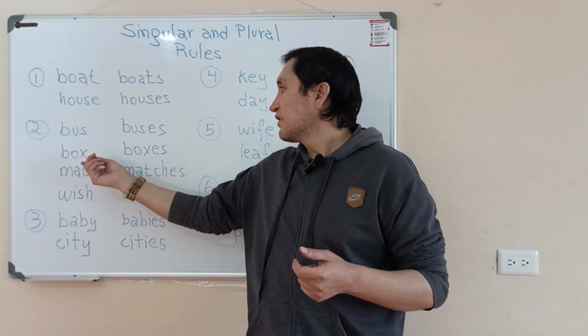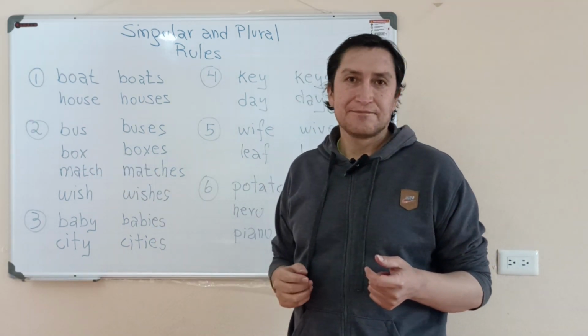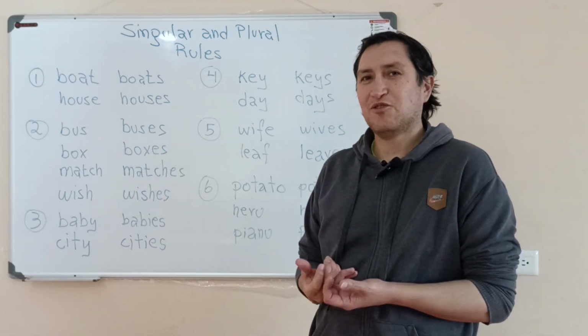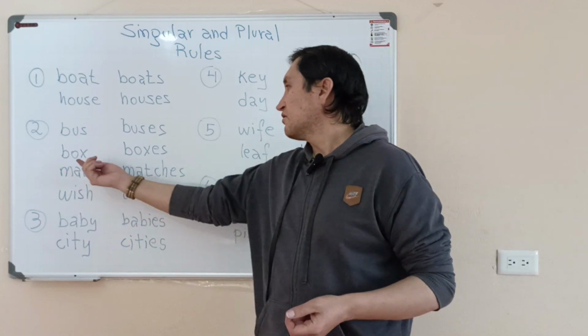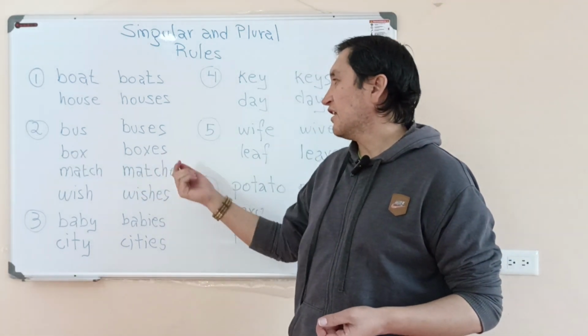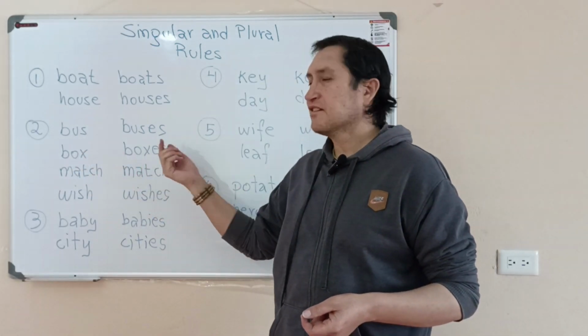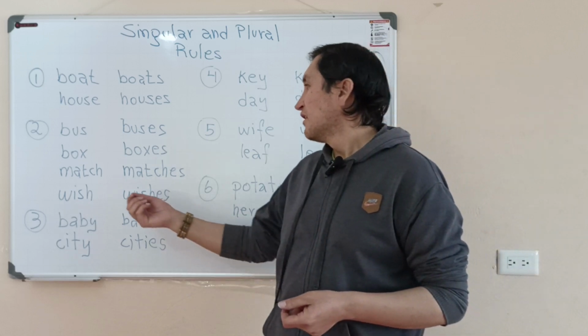Another example is when the nouns end in X. So if we add an S, how are we going to be able to pronounce this word? It's not possible. So we have to add ES again. So box, boxes. So we can pronounce.